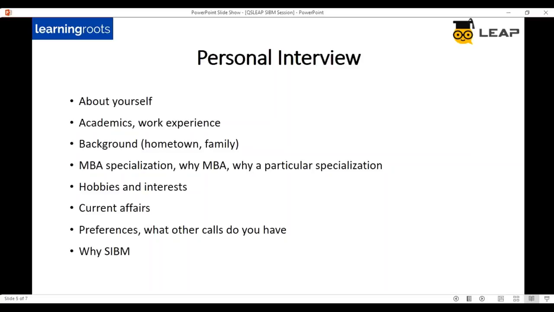Again, about the panel, generally the panel for SIBM has two members. One is generally faculty and the other is an alumnus, or alumna. There might be a third person in the panel as well, but that is very rare. So expect two people.